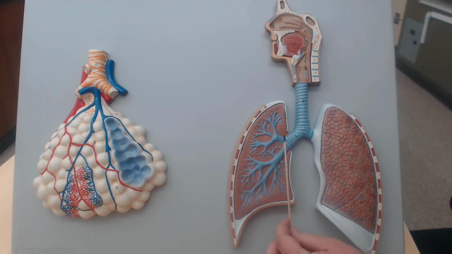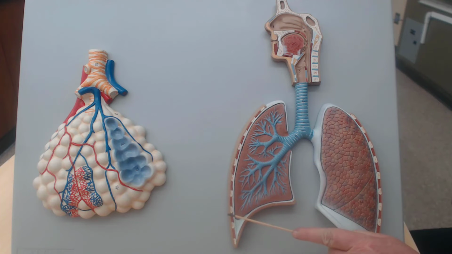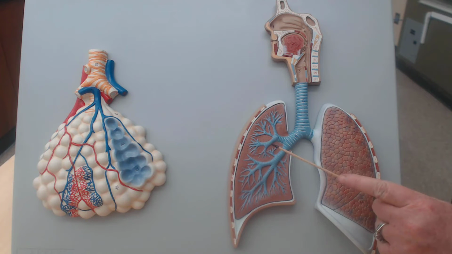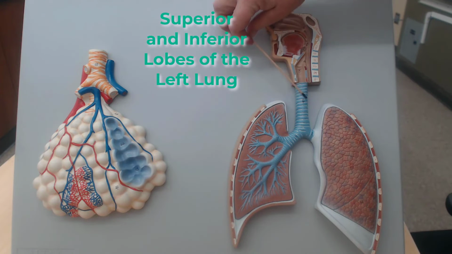Now, both of these are going to branch, but we have only the view of the right lung being opened. I do want to remind you that the right lung has 3 lobes. It's got the superior, middle, and inferior lobes, and the left lung's only going to have the superior lobe and inferior lobe.